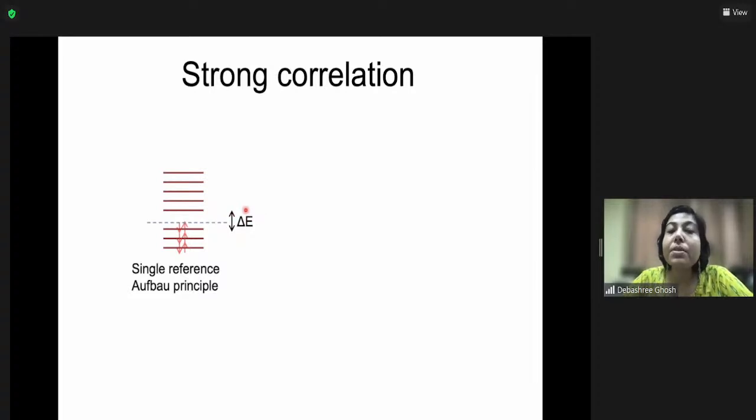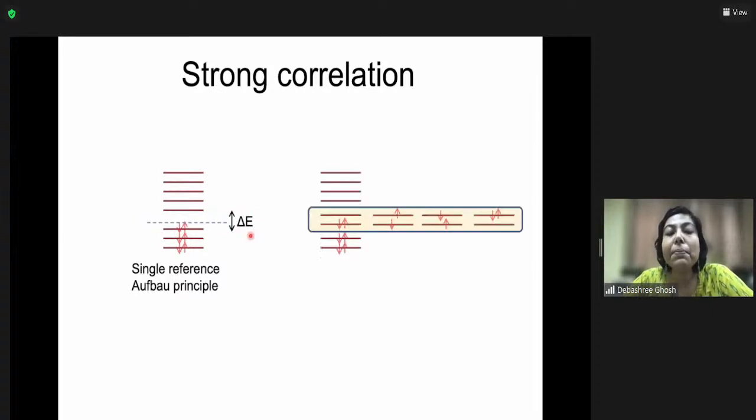But what happens when there's a large degree of conjugation or something like that, where this delta E becomes really, really small? When that happens, the electrons don't really have any reason to just stay in the highest occupied molecular orbital only. They will start visiting these higher orbitals. In other words, there will be more than one reference electronic configuration. That situation is what we call multi-reference or multi-configuration.